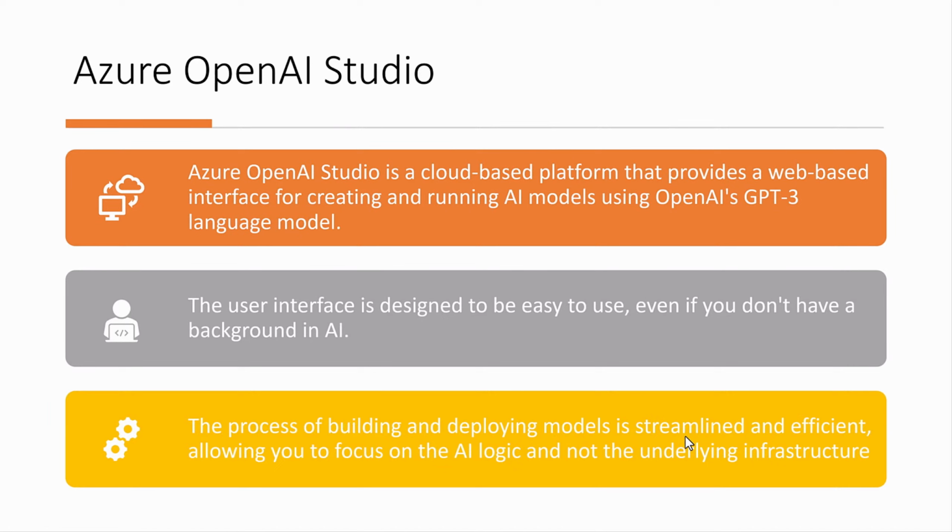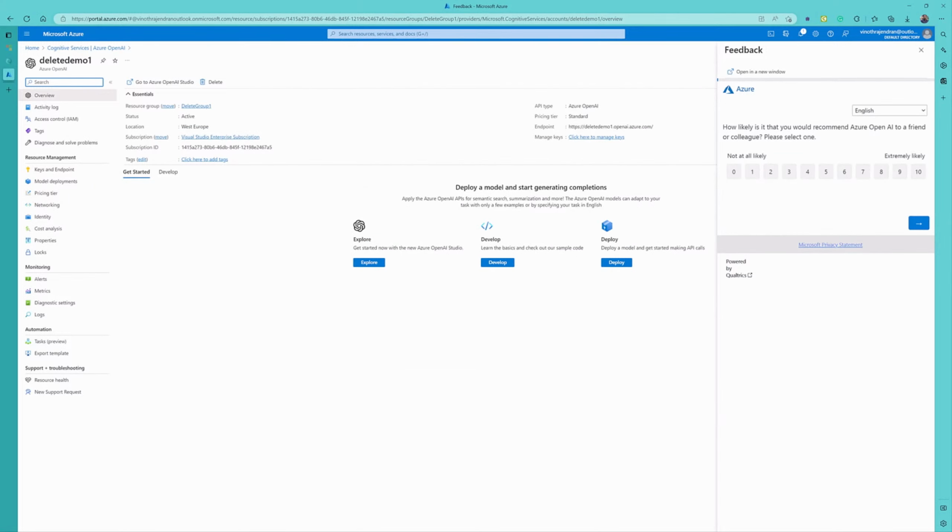Next, we'll move on to Azure OpenAI Studio and understand the interface. For that, go to Azure portal again. If you open your resource key, here you can see there is an option, Go to Azure OpenAI Studio. Click this menu.